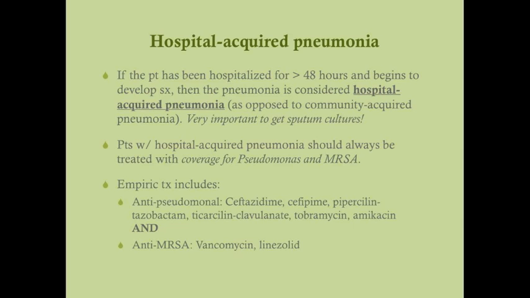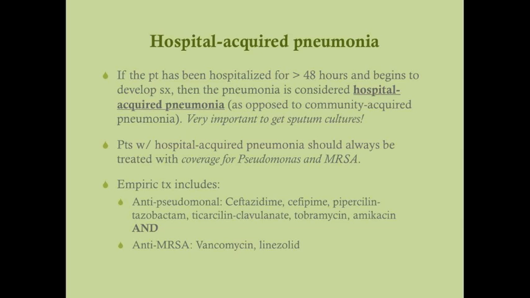Patients with hospital-acquired pneumonia should always be treated with coverage for Pseudomonas and for methicillin-resistant Staphylococcus aureus, whereas in patients with community-acquired pneumonia, that was more of an option. With hospital-acquired pneumonia, it's a necessity.